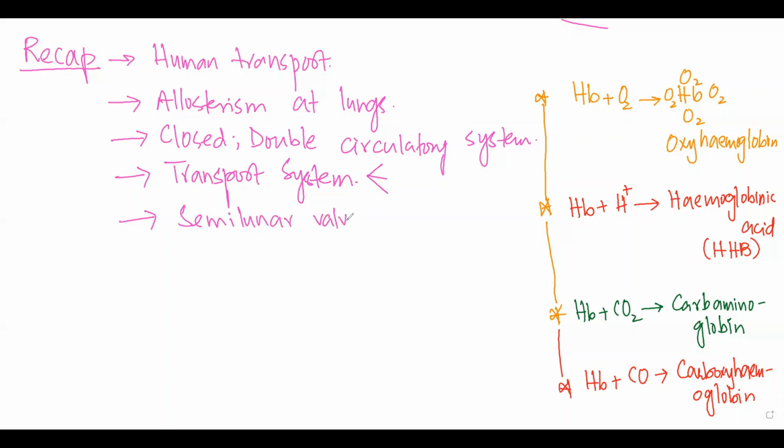We also studied that there are semilunar valves at 4 places in the heart. Mariam beta, where were they? Pulmonary valve, vena cava, pulmonary artery, and aorta. And there are bicuspid and tricuspid valves, right? So this is all the recap.